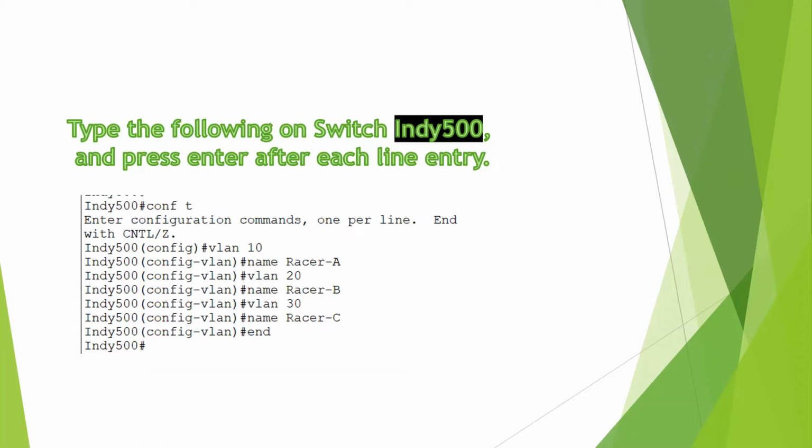Then we're going to hit enter and type in VLAN 20. We're going to name it Racer B. We're going to hit enter. And we're going to type in VLAN 30, enter. And when we get all the way to the end, we're just going to type end, and then it's just going to put us back into privileged mode.